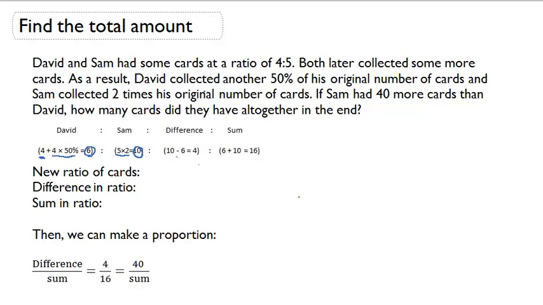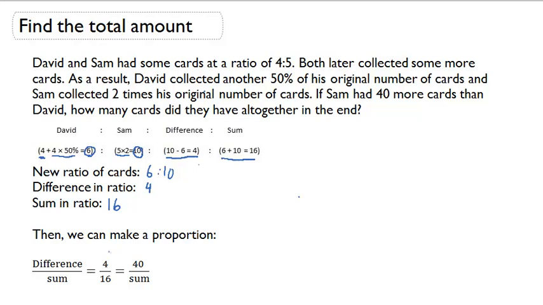We can then calculate the difference between their ratios, 10 minus 6 equals 4, and the sum of their ratios, 6 plus 10 equals 16. So now, the new ratio of cards will be 6 to 10. The difference in their ratio is 4, and the sum of their ratio is 16.